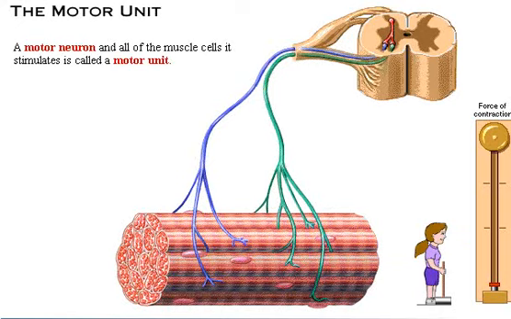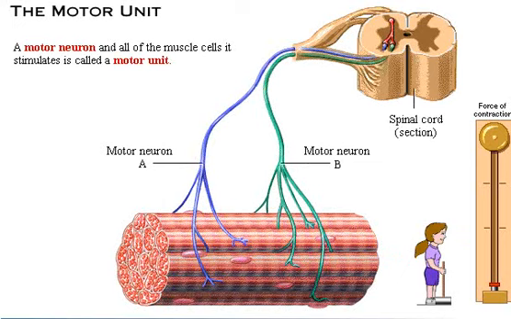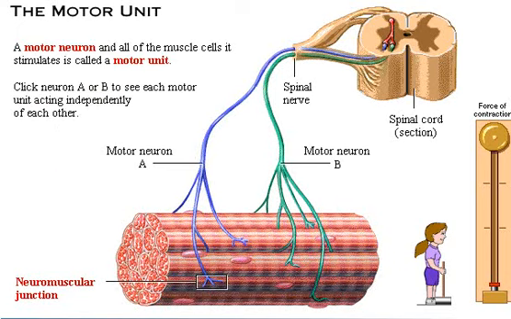A motor neuron and all of the muscle cells it stimulates is called a motor unit. Two motor neurons coming from the spinal cord are shown emerging from a spinal nerve. Each neuron branches, forming neuromuscular junctions with several muscle cells. Click neuron A or B to see each motor unit acting independently of each other.